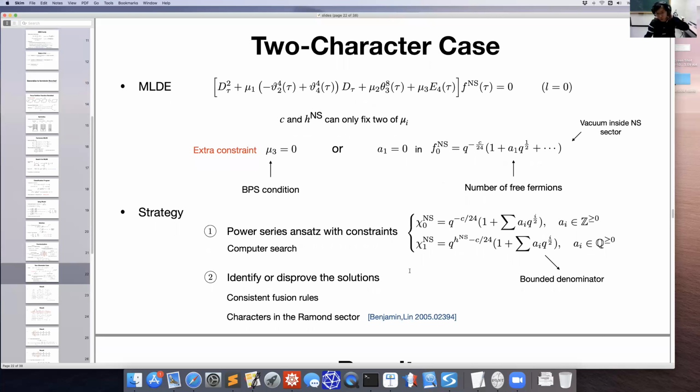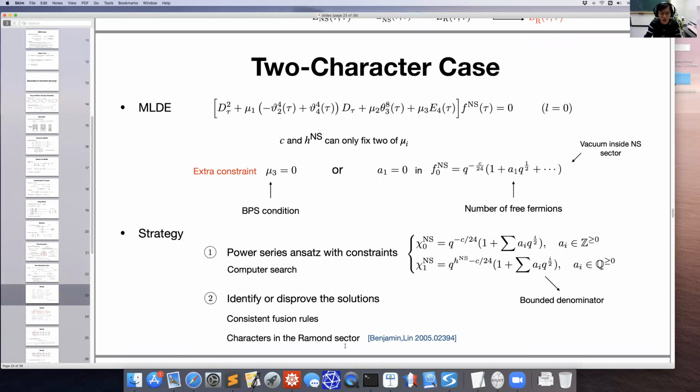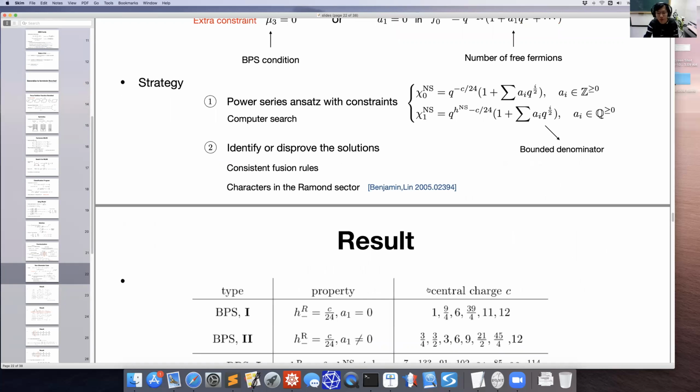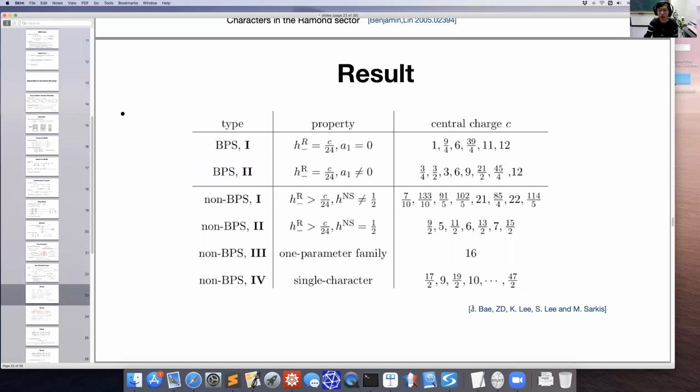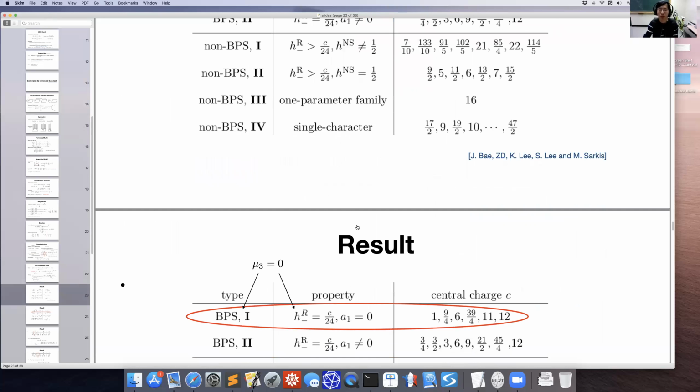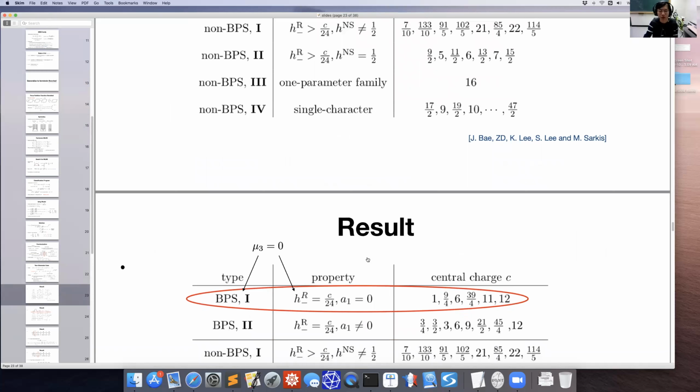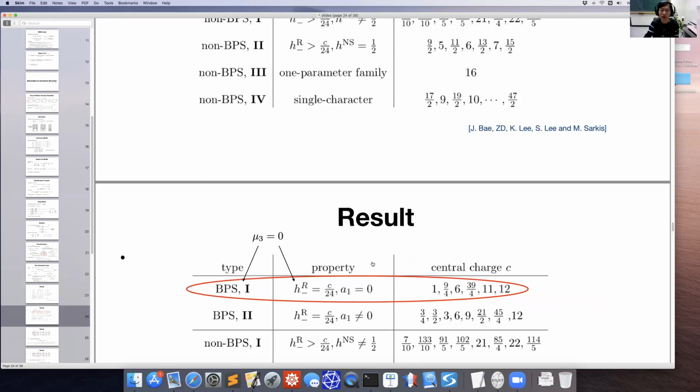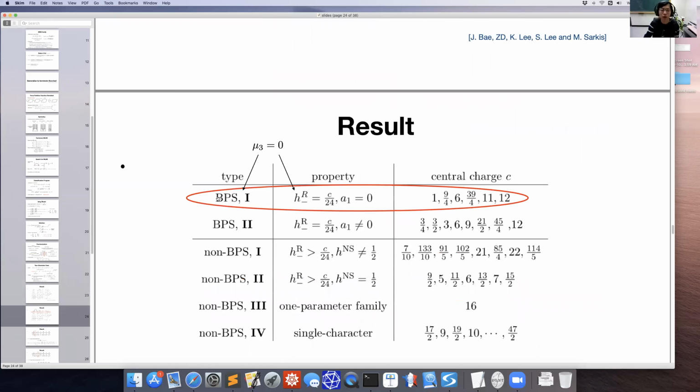Okay. So I've finished this part. Let me present the main result of our paper, where we give 6 families of fermionic solutions, consistent solutions to fermionic MLDEs. Of course, I have no time to talk about all 6 of them, although they are all very interesting. So in this talk, I will only focus on this family.